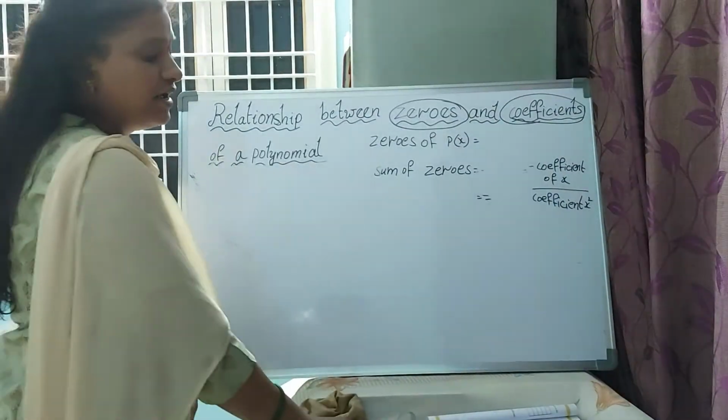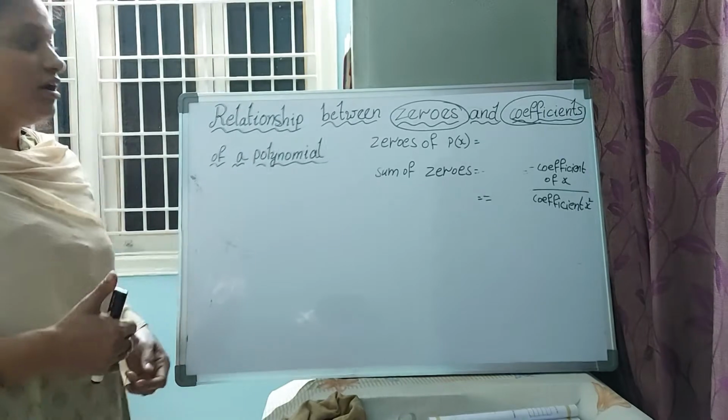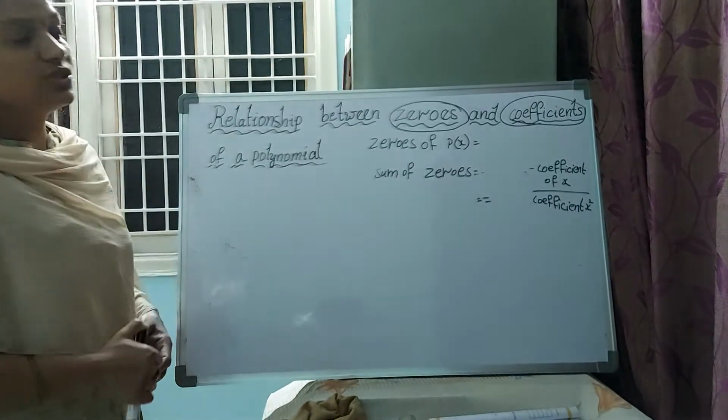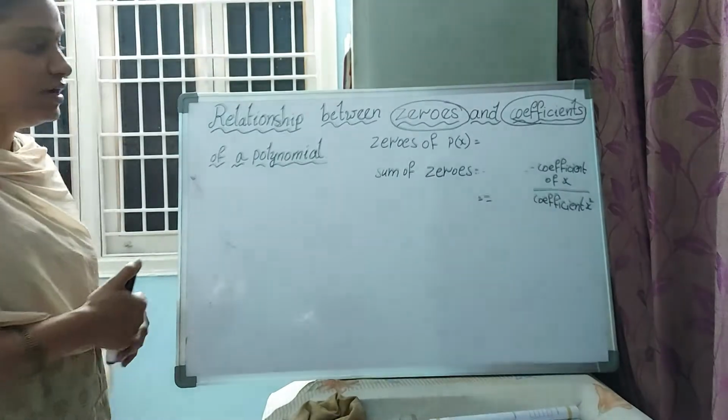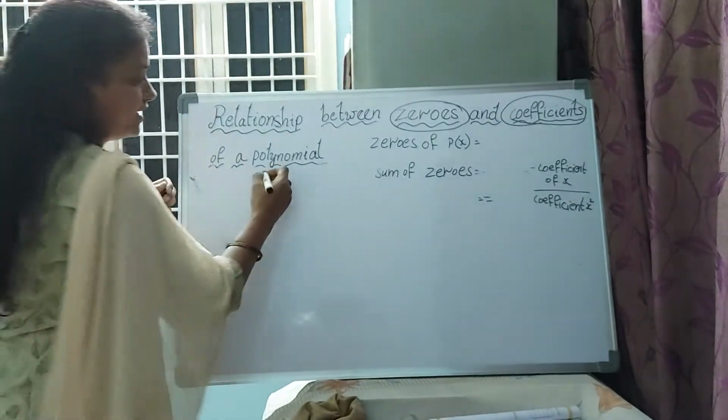Good evening, children. Yesterday we discussed the relationship between zeros and coefficients of a polynomial. Today also we'll see the same thing, but we'll see the exercise.